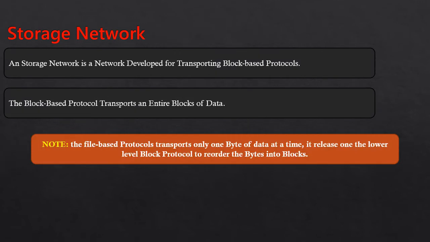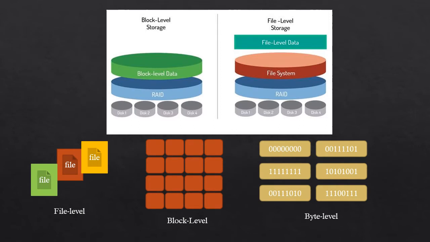Before we define the SAN storage array, let's explain what a storage network is. A storage network is a network that was developed for transporting block-based protocols. The block-based protocol is a protocol that transports an entire block of data. On the other hand, the file-based protocol transports only one byte of data at a time, and it relies on the lower-level block protocol to reorder the bytes into blocks.